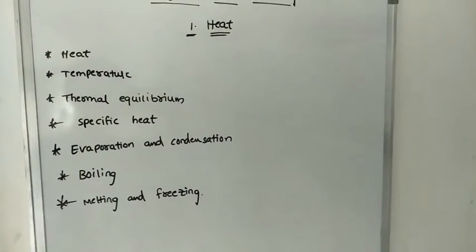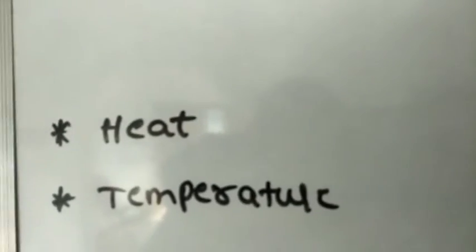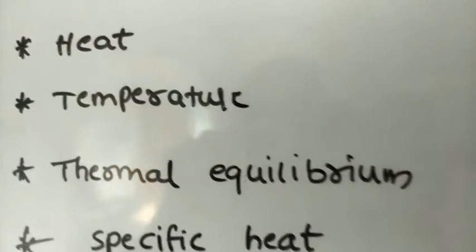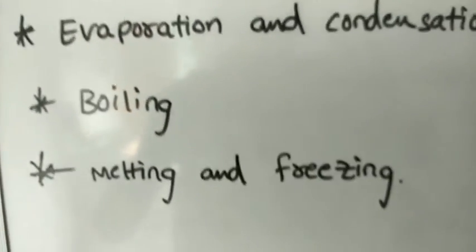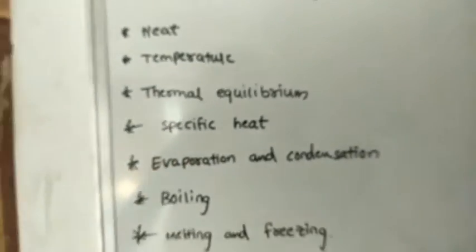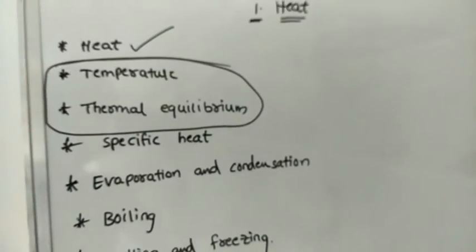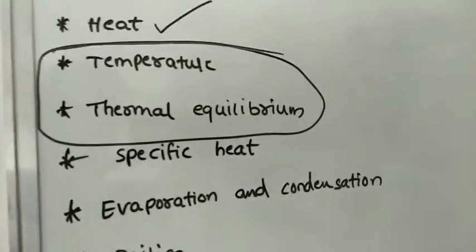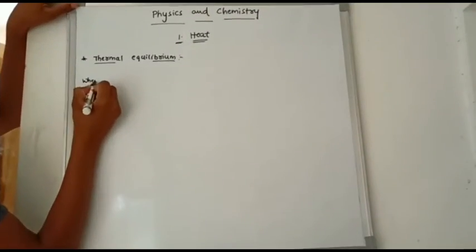We have already explained the subtopics in heat, 7 subtopics: heat, temperature, thermal equilibrium, specific heat, condensation, boiling, melting and freezing. In my first video, we have already explained heat. Now in this video we are going to explain temperature and thermal equilibrium.